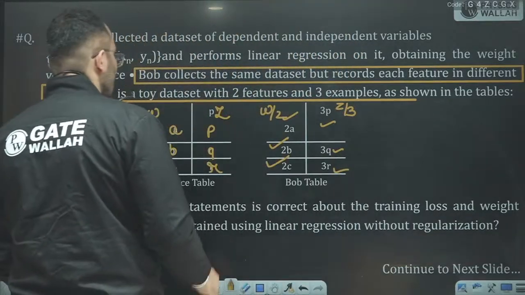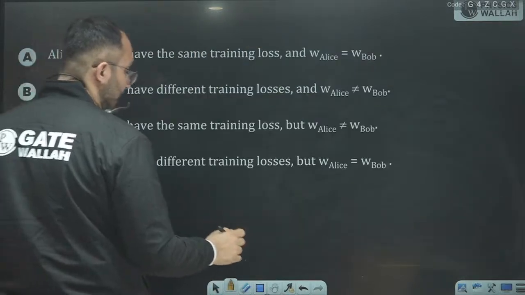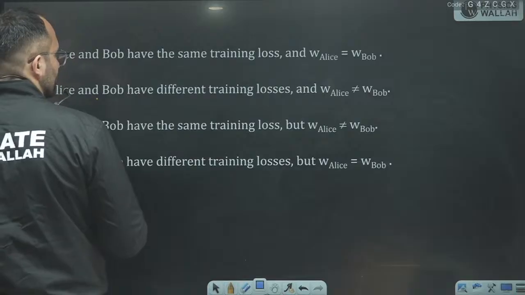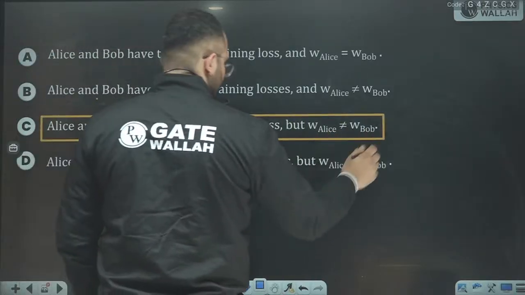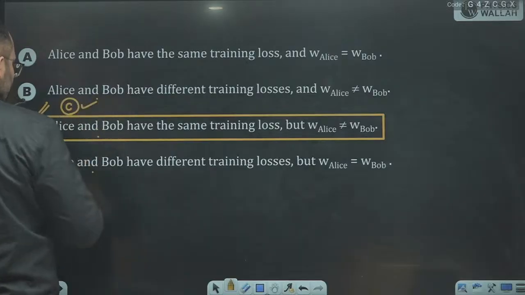Okay, so obviously the dimensions cannot be equal in both cases, but the error will be the same. So both will have the same training error, but W's will not be equal. C is the correct answer. I hope all of you are able to do this.